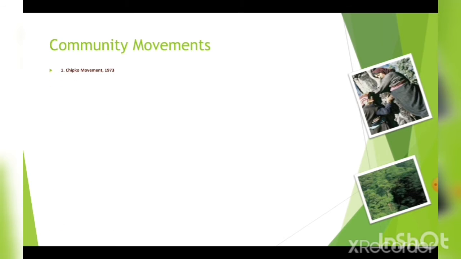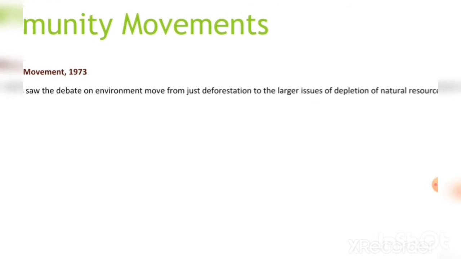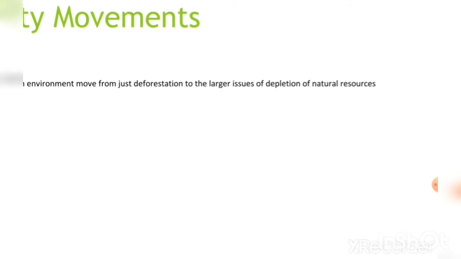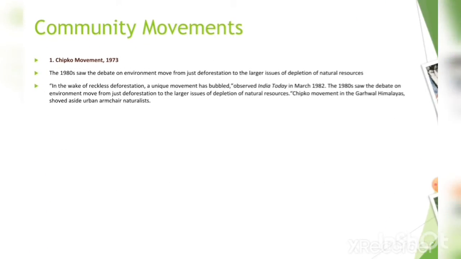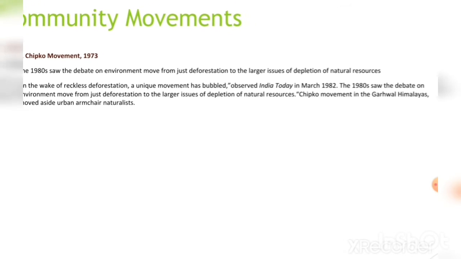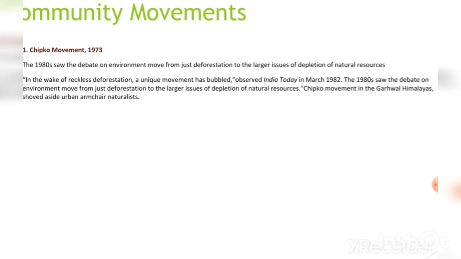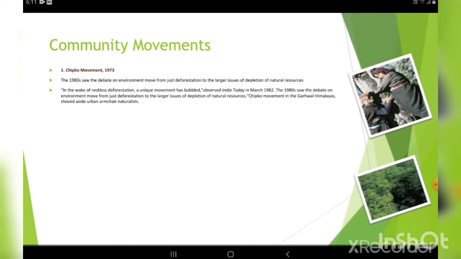Now, what are the community movements? I will be talking about the top 3 major ones. Chipko movement, 1973. The 1980s saw the debate on environment move from just deforestation to the larger issues of depletion of natural resources. In the wake of reckless deforestation, a unique movement has bubbled up.